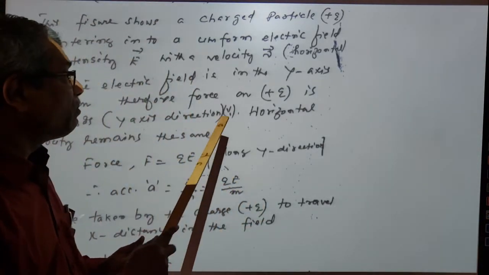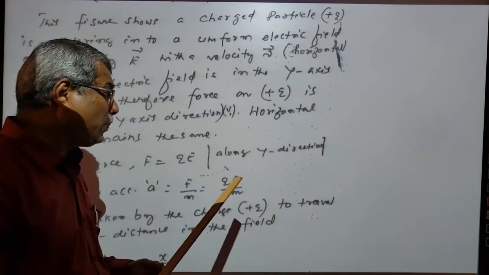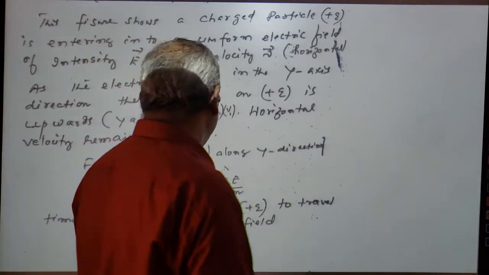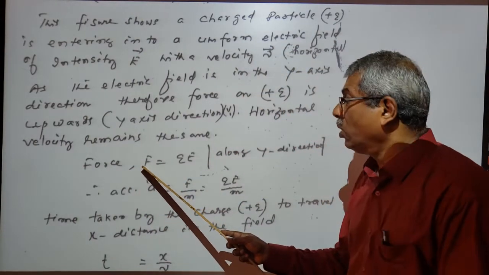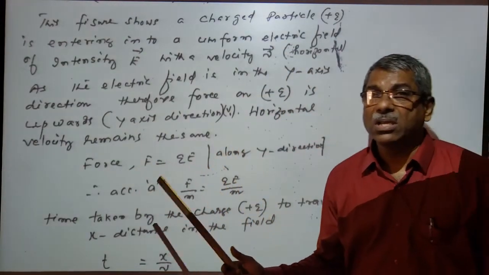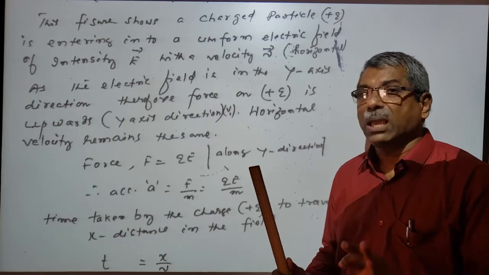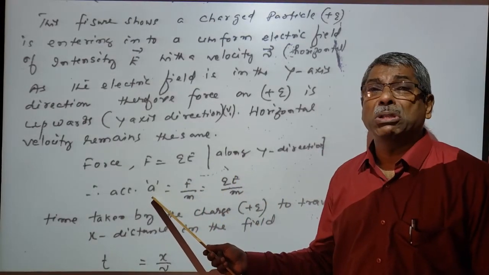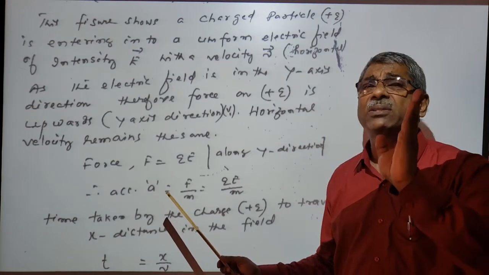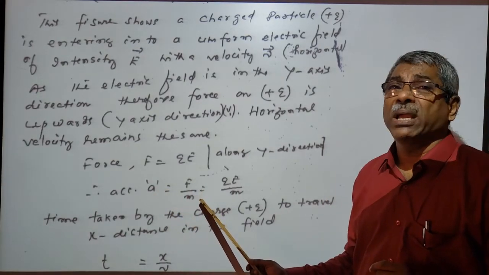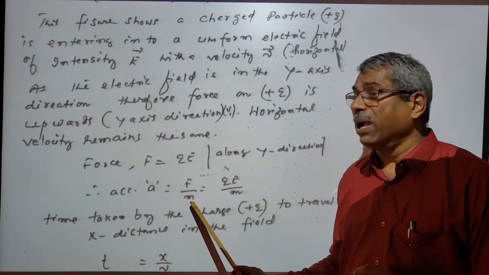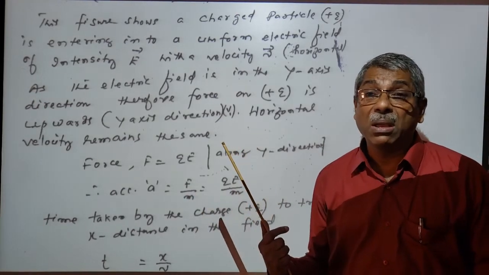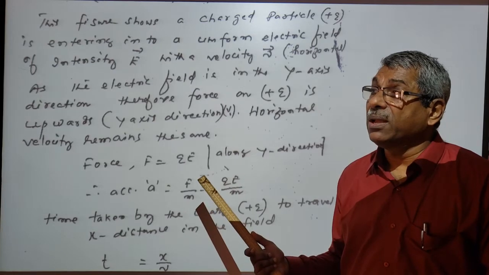You have seen that the force acting on the charged particle in the upward direction is given by F is equal to QE. Suppose the charged particle has mass m. Hence, the acceleration acting on the charged particle in the y-axis direction is given by a is equal to F by m, which is equal to QE by m. Everybody knows that because force is QE and mass is m.